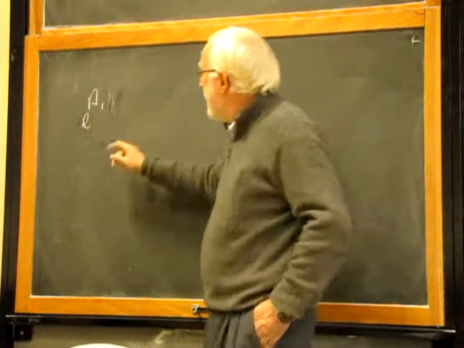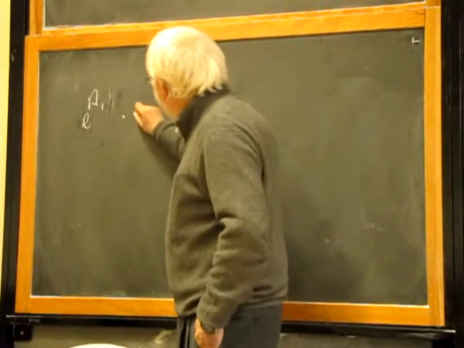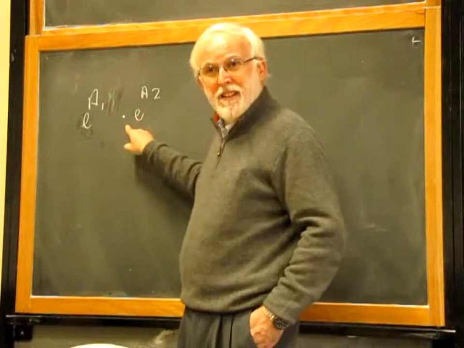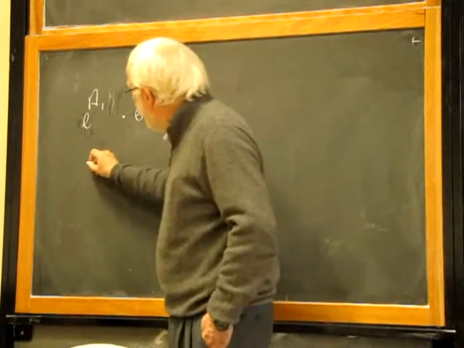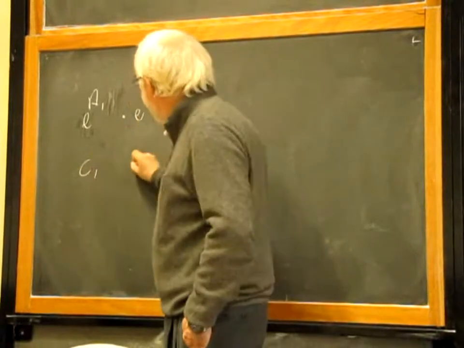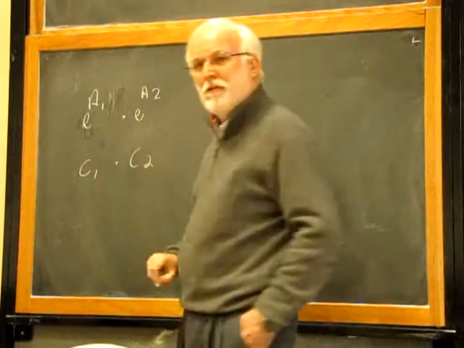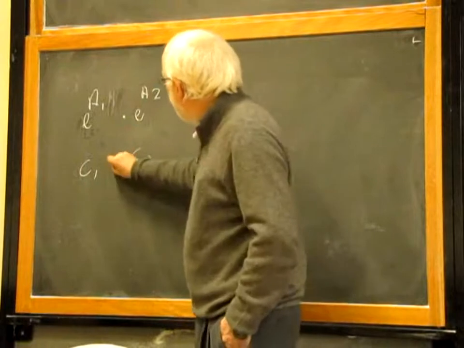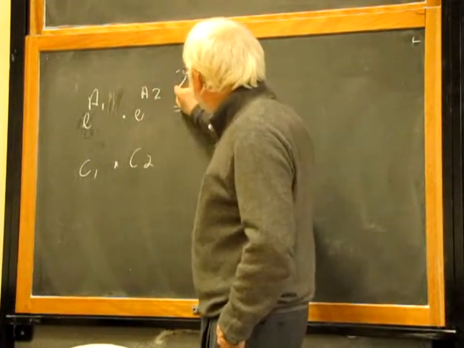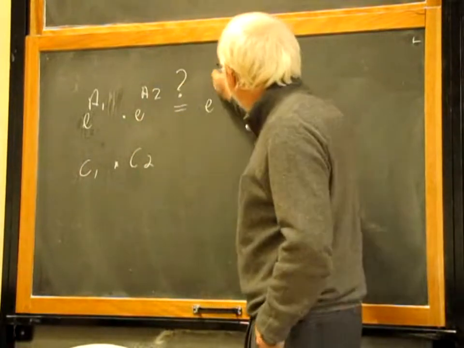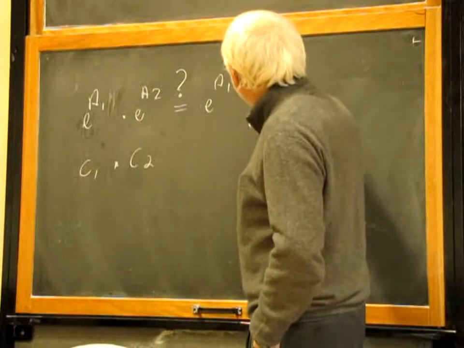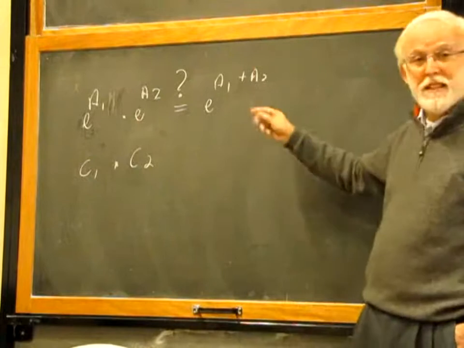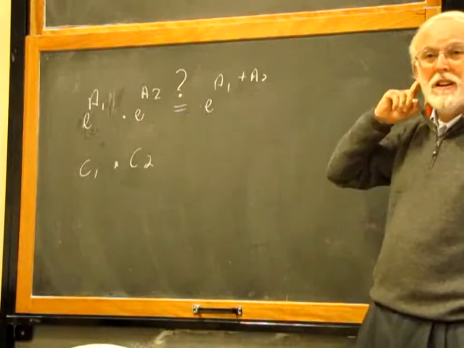But let's see what happens over here. Here we have e to the A1 times e to the A2. This is a matrix. Let's call this matrix C1 times matrix C2. And you write wrongly that this is equal to e to the A1 plus A2. This is wrong. It's very easy to see why it's wrong.